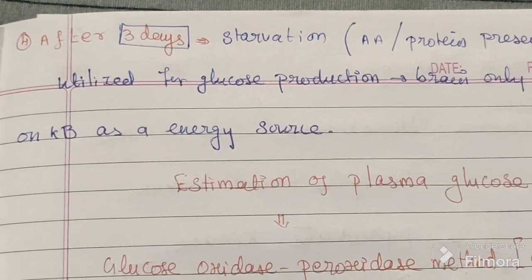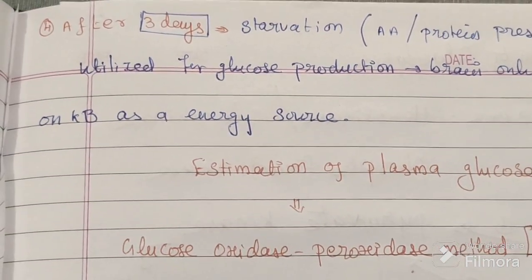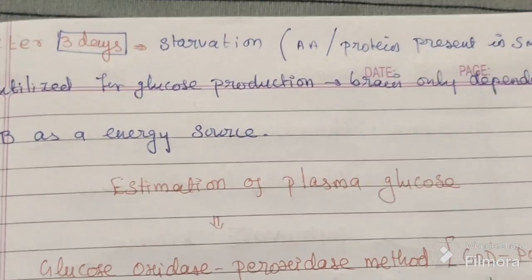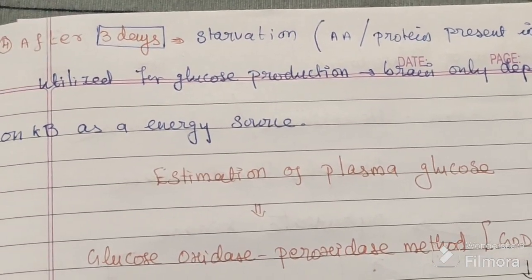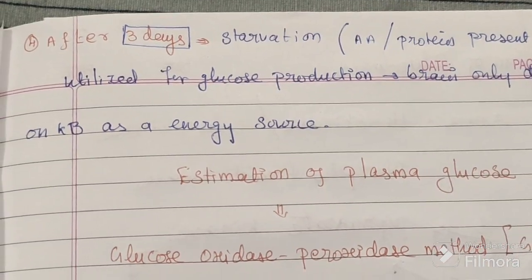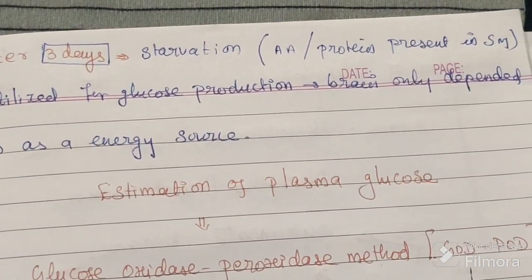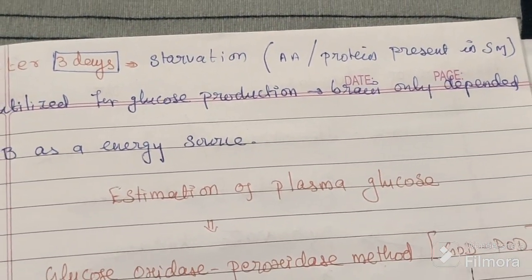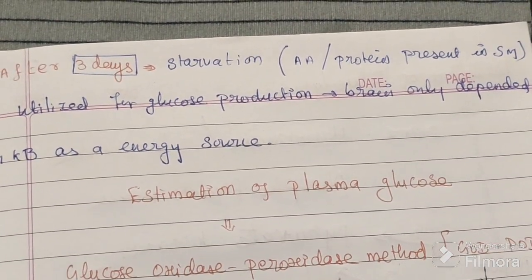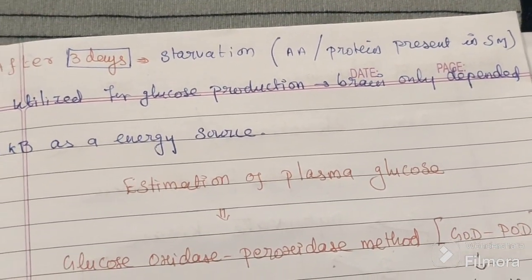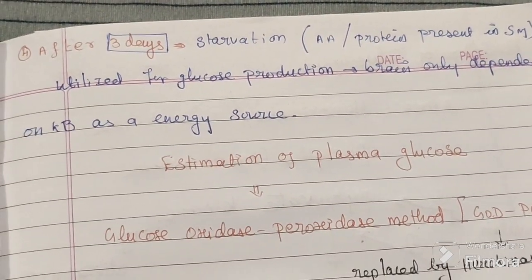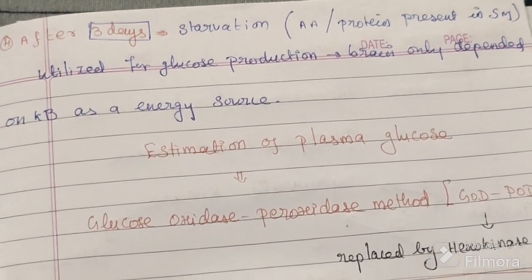After 3 days of starvation, the protein present in the skeletal muscles is utilized for glucose production, and the brain depends only on the ketone bodies as an energy source, and glucose will be provided by the muscle breakdown.